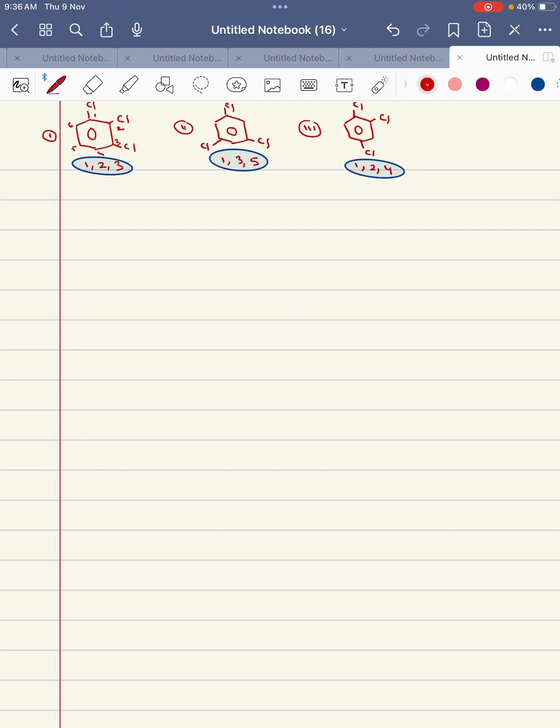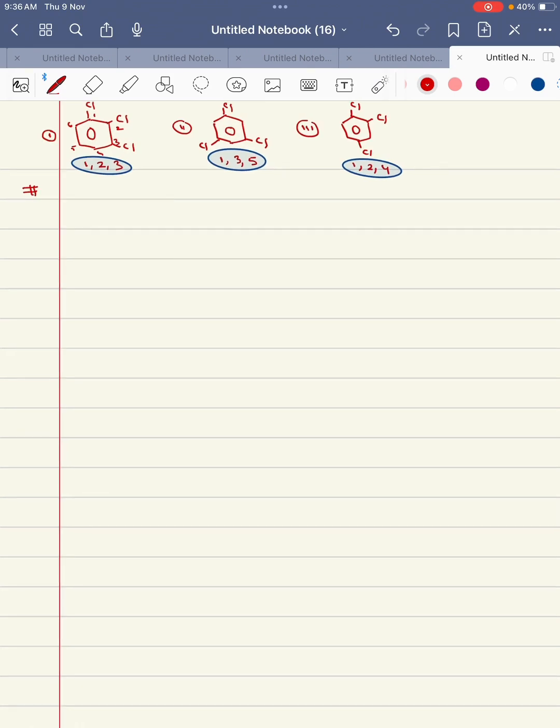Next, the next isomer is called ring chain isomer. Ring chain isomerism is merged into functional isomerism. See how I am going to define it.